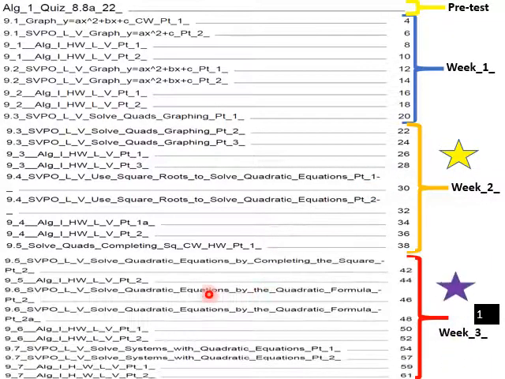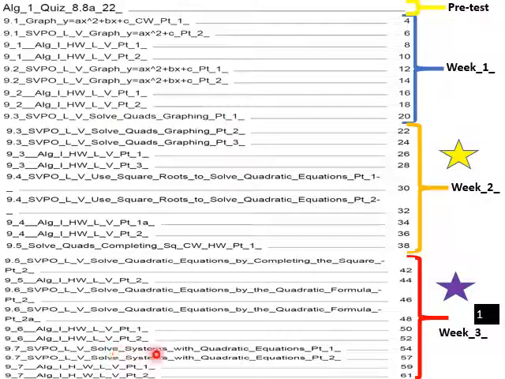And then week 3, your third week, you have another quiz, and your third week will involve solving quadratic equations by completing the square. Then down here we have solve quadratic equations by the quadratic formula by the third week. And then you have homework that you have to turn in. That's part of your grade, is homework, a big part of your grade actually.